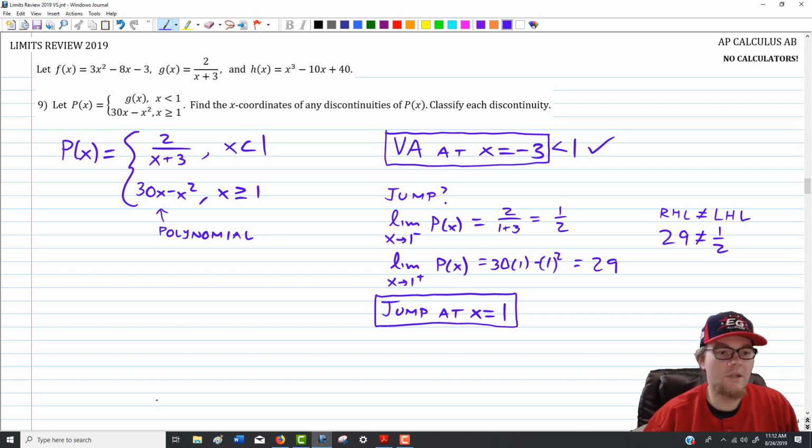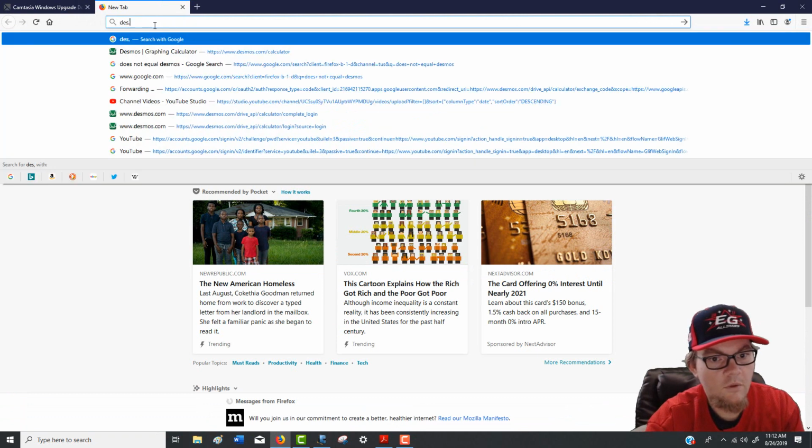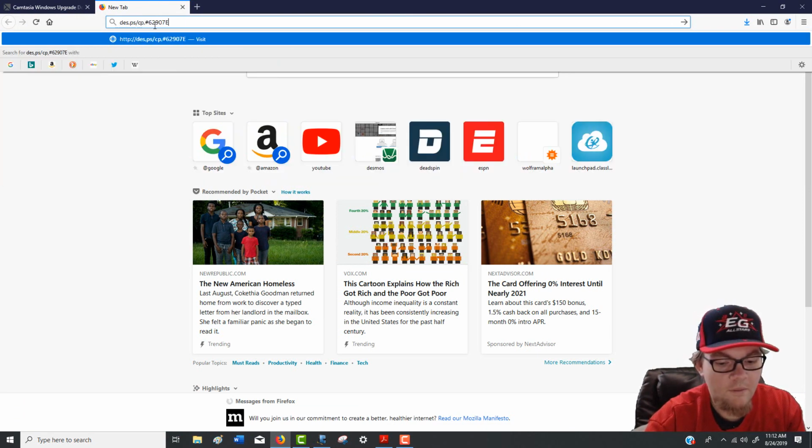I suppose we could go through and just make sure that this actually does work out the way we expect it to. Let's see. Desmos. Nope, can't spell.